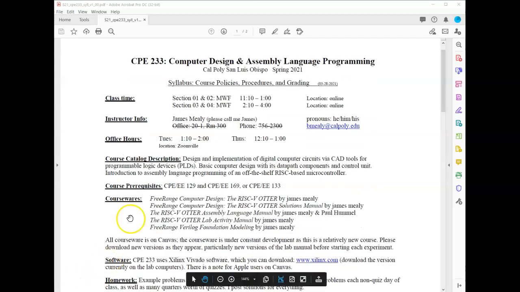So the coursework for this course is essentially a bunch of books. I wrote all the books, and me and Paul wrote one of the books here. So the main book is Free Range Computer Design to RISC-V Otter. But additionally, there's also a solutions manual for that. So lots of material there. There's an assembly language manual. There's a lab activity manual, which is the lab manual.